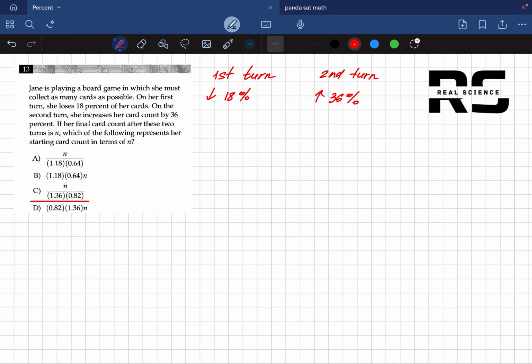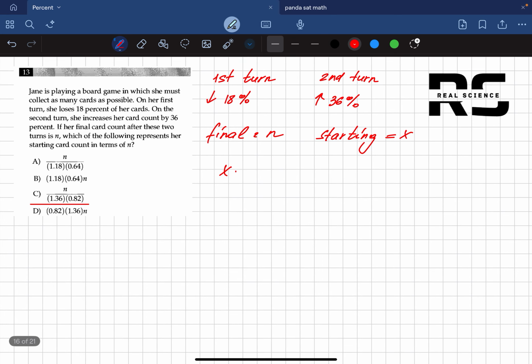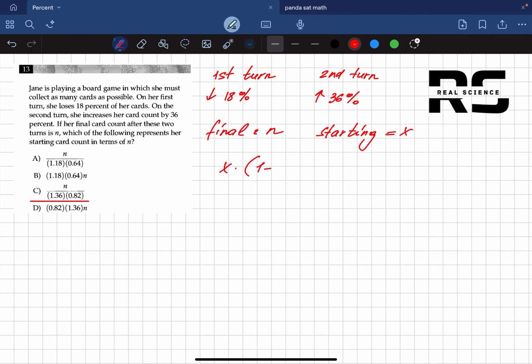If her final card count after these two turns is n, so the final is n, which of the following represents her starting card count in terms of n? Let's say that the starting amount that she had is just x. So she had x, then she lost 18%, meaning that she had 100%, meaning 1 minus 0.18. She lost that much. And then what happened after the second turn? She got 36% more. Then she had 1 plus 0.36. And that is equal to n.